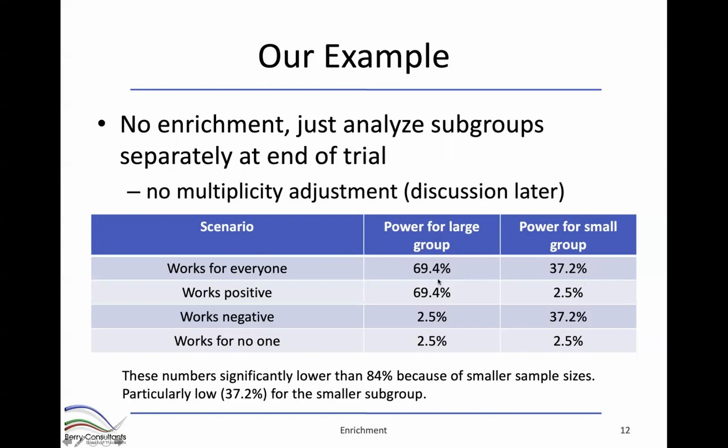So you can see anytime it works in positives, I get my 70% power. These situations where it works in the negatives is 37.2%, quite low. And I've got my type 1 error of 2.5% for these null cases where it doesn't work. So this is kind of a base. If I don't do anything with my enrollment, I'm going to suffer on power just from the smaller sample size.